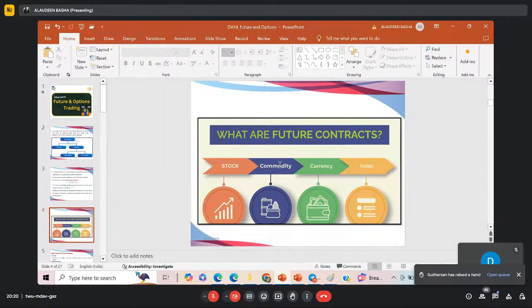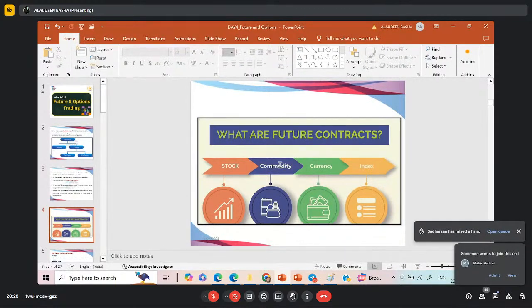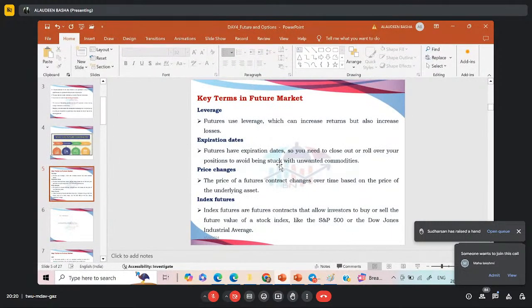In the derivative segment, we have 4 contracts: stocks, commodity, currency, and index. The key terms of the futures markets are leverage, expiry date, price changes, and index futures.